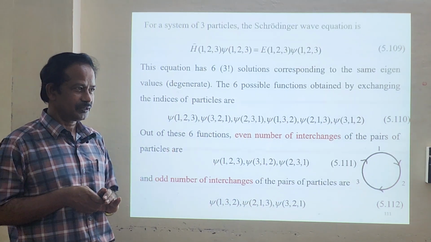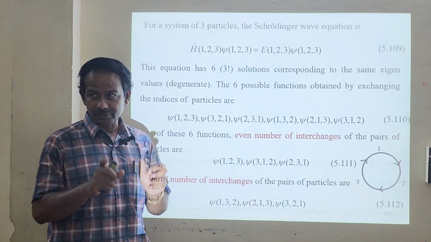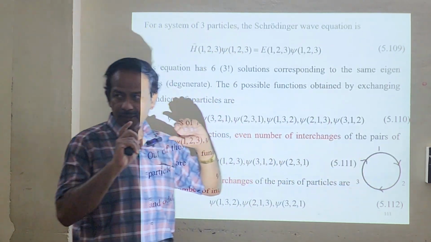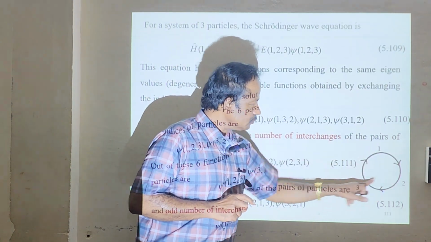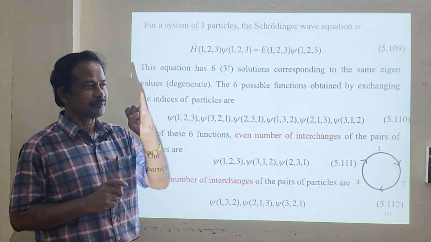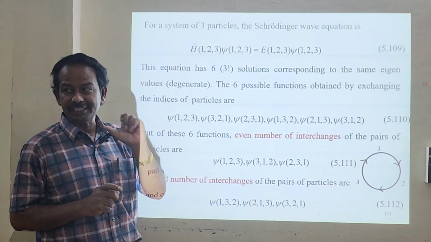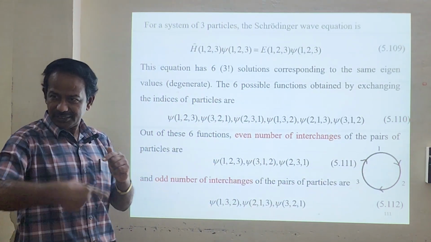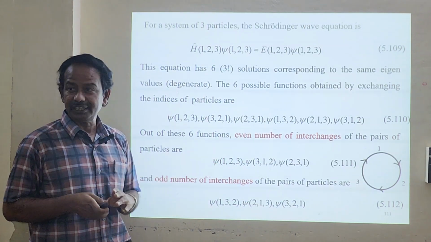So that's a rule. How do we find out the even number of interchanges? It has to follow certain rules of permutations. For example, if the indices follow clockwise like 1, 2, 3, this is an even number. 2, 3, 1, this is an even number of interchanges. Or 3, 1, 2. See, it follows clockwise. So this is an even number of interchanges.